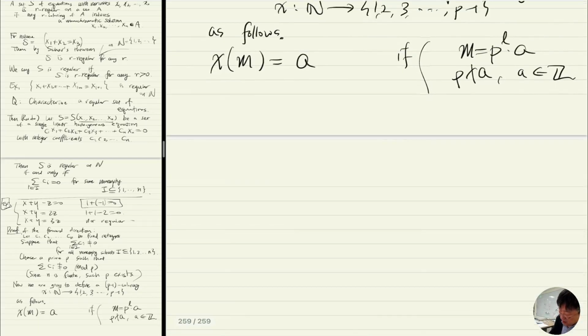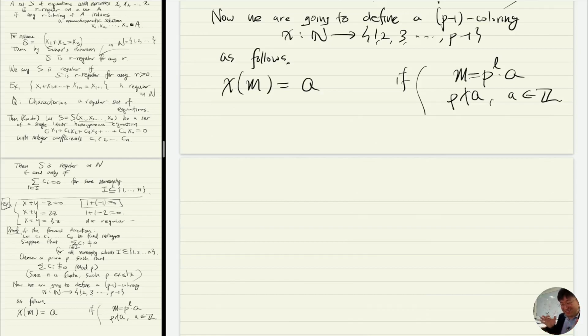Right? I hope everybody knows this notation. P doesn't divide A. So this is the P part and the non-P part. So I take away all the P factors, and then the remaining is the... oh wait, no, is this what I want? Modulo P. Let me, so the remainder.